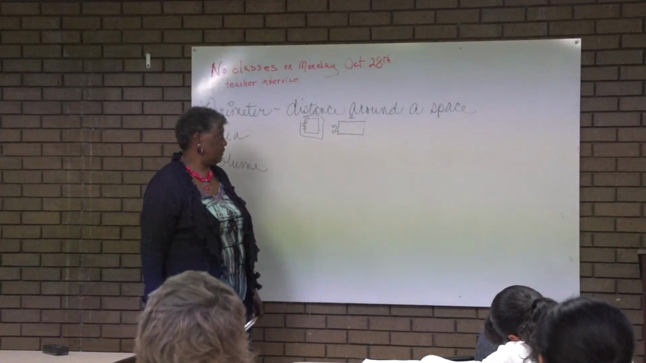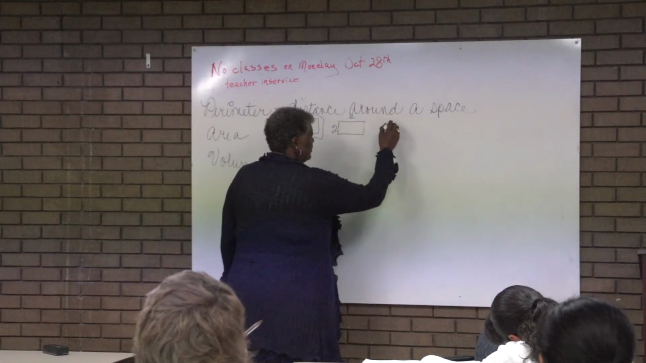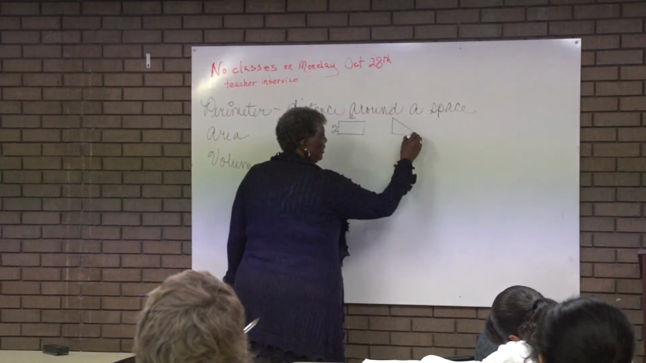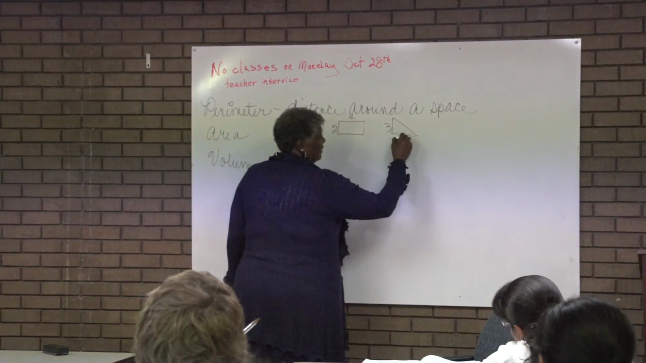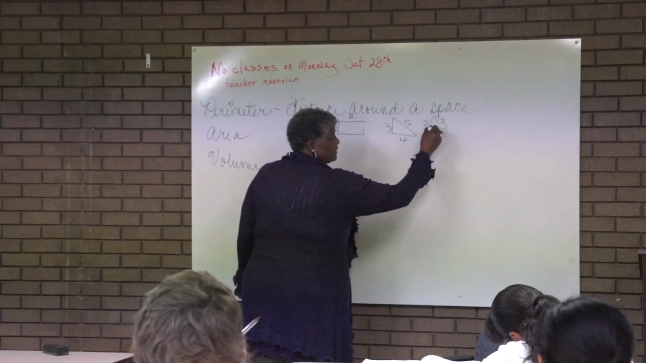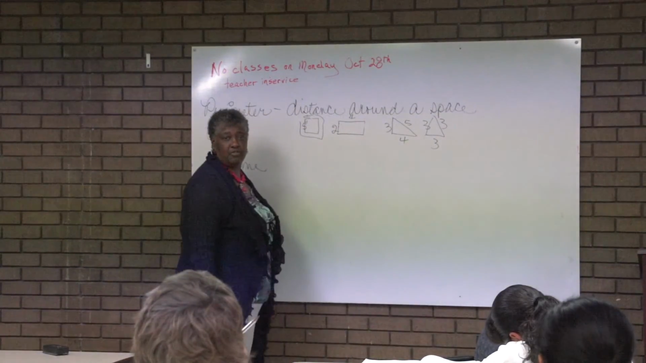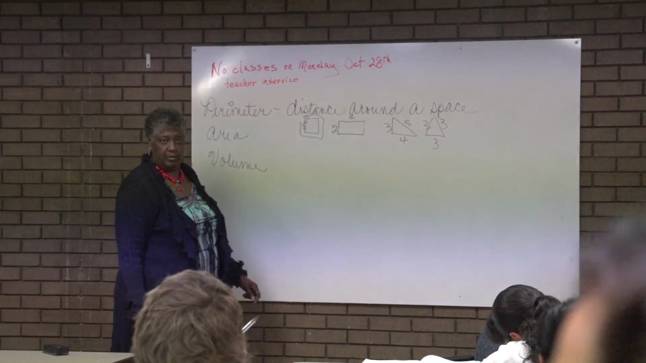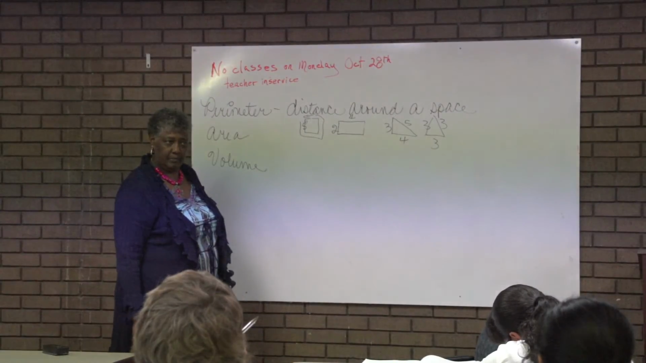All sides. A triangle is a 3-sided figure, and the sides can all be different. You can have an equilateral triangle, and they can all be the same. There can be all kinds of things for a triangle. It's still, though, the distance around it.